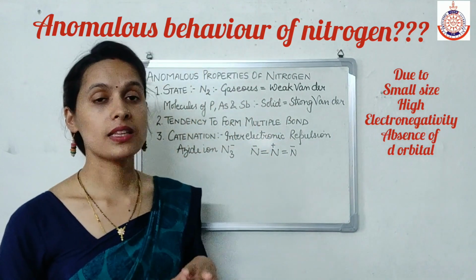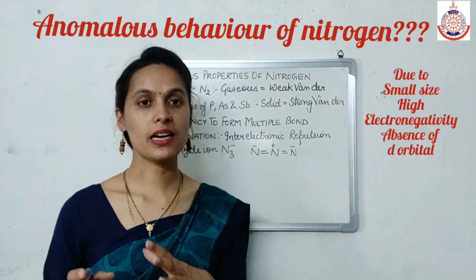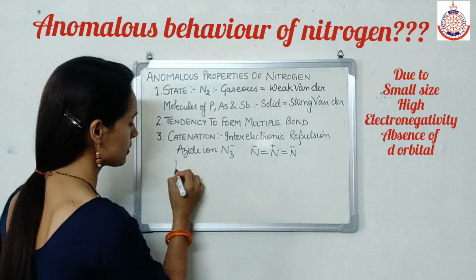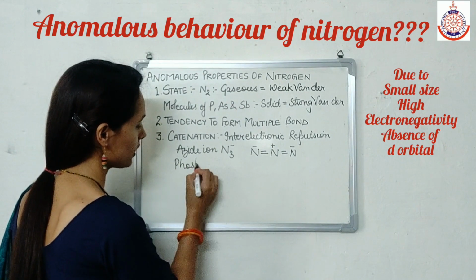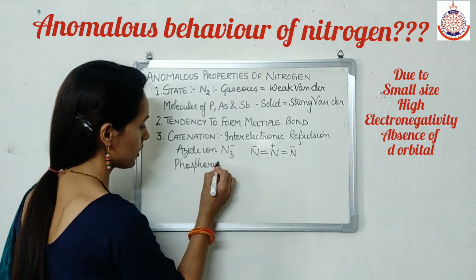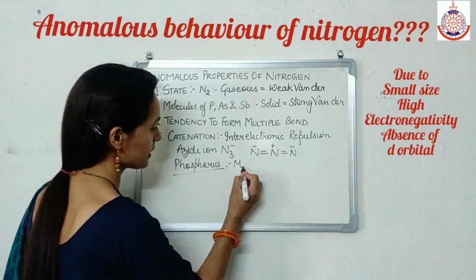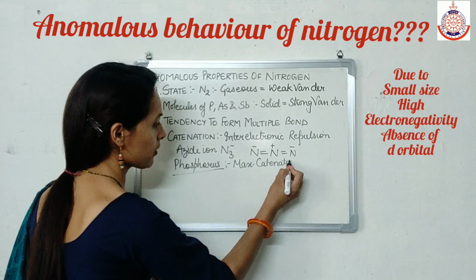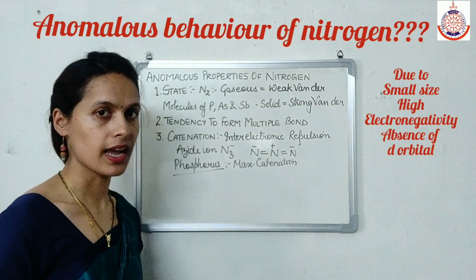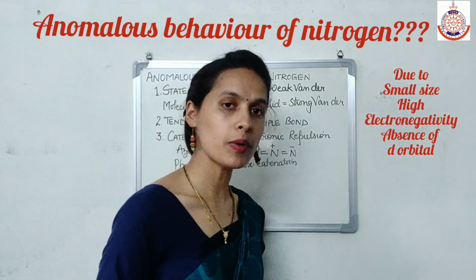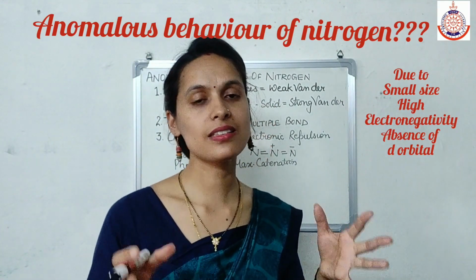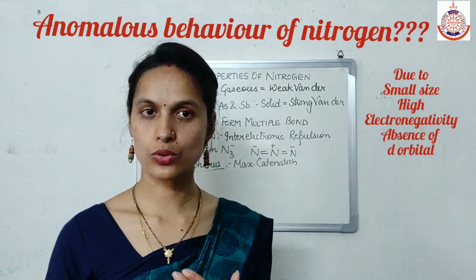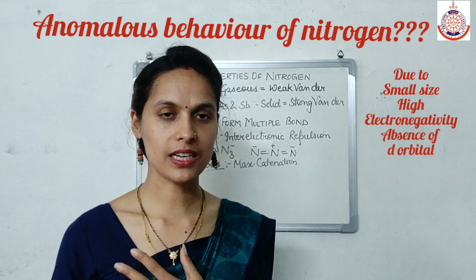In this group, the maximum catenation power is present in phosphorus. So phosphorus has maximum catenation tendency. And as we move down the group, due to the increase in the size, the catenation tendency goes on decreasing.